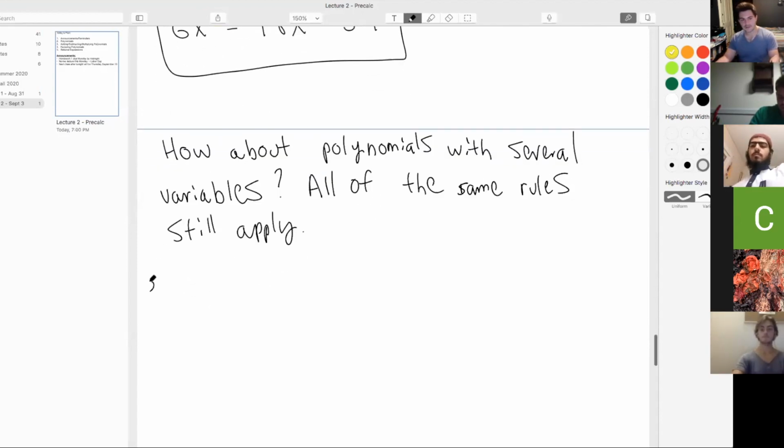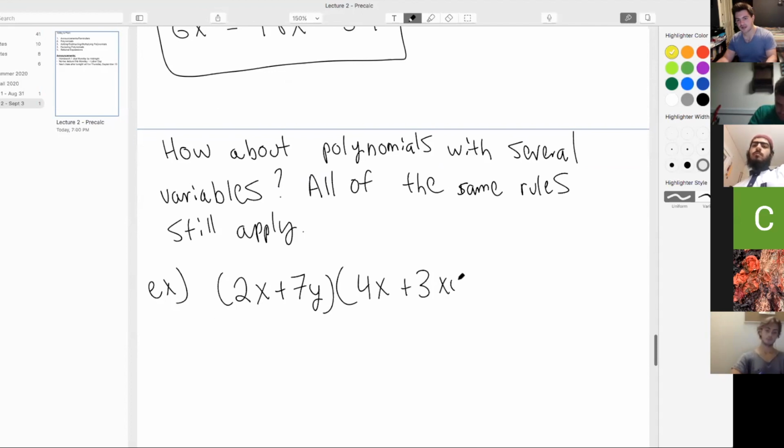Okay, so how about this? 2x plus 7y, that multiplied by 4x plus 3xy. Notice that each factor is a polynomial of two variables. There's an x and a y. That's the only difference here. It's a polynomial of two variables. Either way, it's the exact same process.